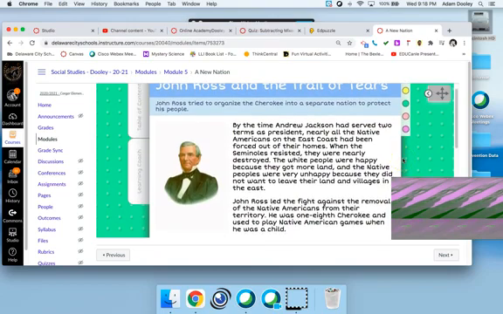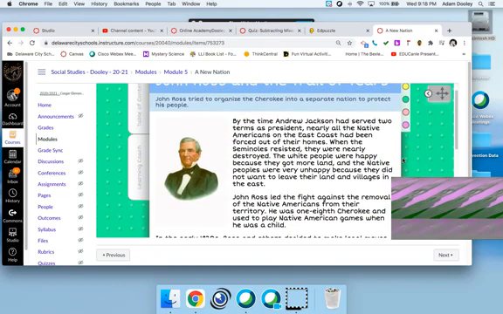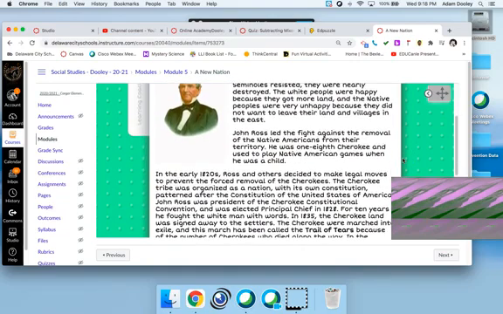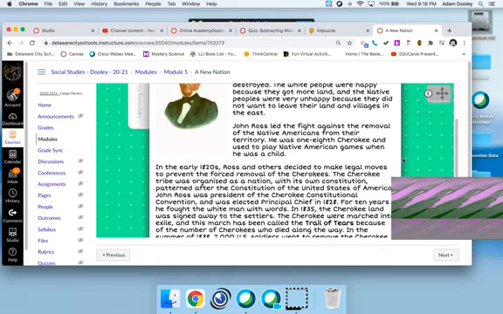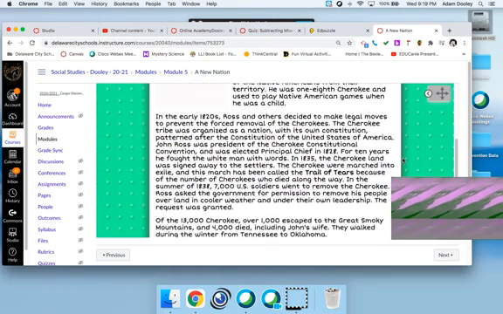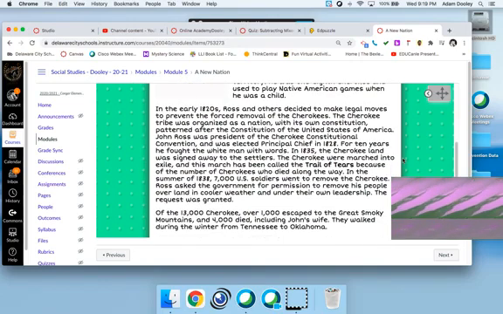The Native peoples were unhappy because they did not want to leave their land and villages in the East. John Ross led the fight against the removal of Native Americans from their territory. He was 1/8 Cherokee and used to play Native American games when he was a child. In the early 1820s, Ross and others decided to make legal moves to prevent the forced removal of Cherokees.